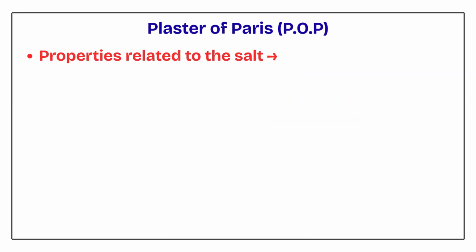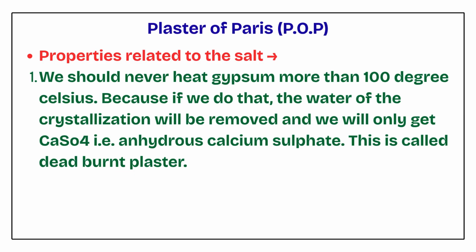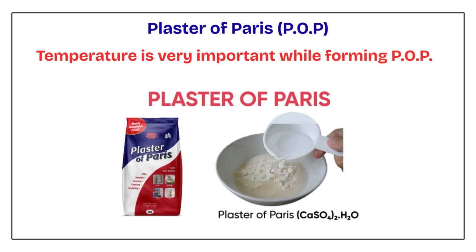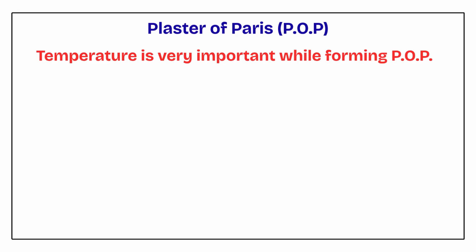Now, the important property related to this salt is that one should never heat gypsum more than 100 degrees Celsius, because if we do that, the water of crystallization will be removed and we will get only CaSO₄, that is anhydrous calcium sulfate. This is also called as dead burnt plaster. So please note that the temperature is very important while forming the POP.